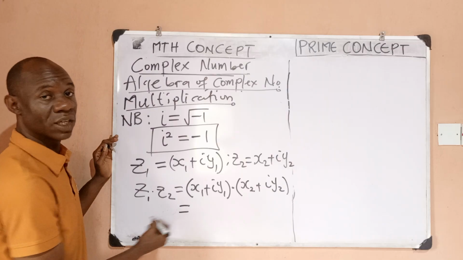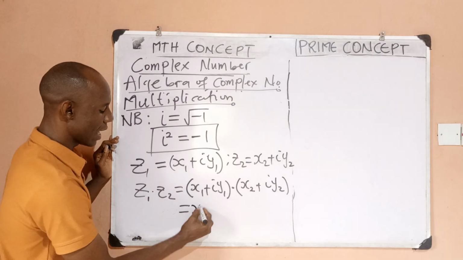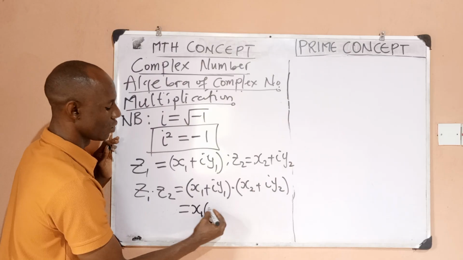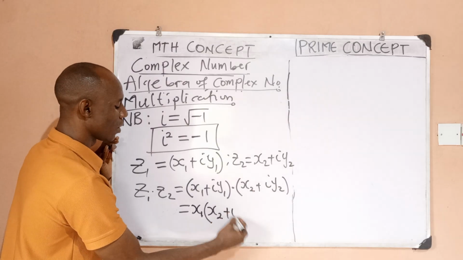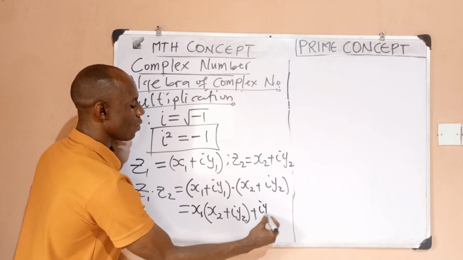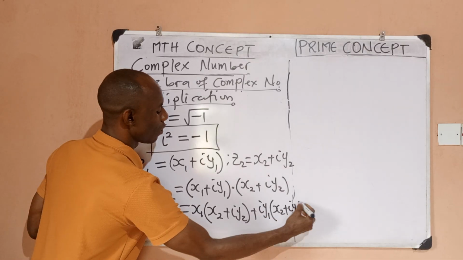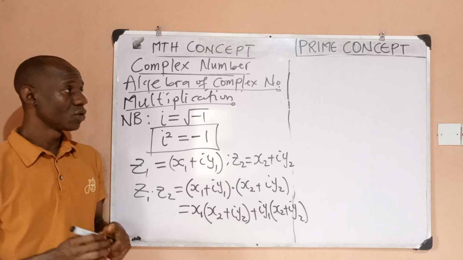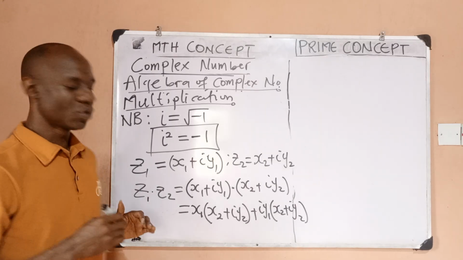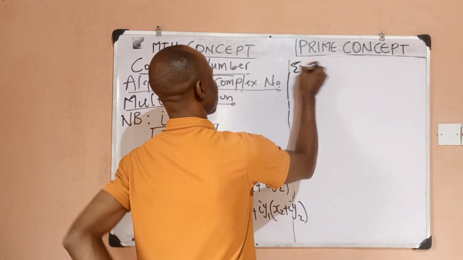An easy way to multiply this is to distribute. So I would say x1 would distribute over x2 plus i y2. Same way, I would say plus i y1 would distribute over x2 plus i y2. So this is what I'm going to do. I'm going to use an example to make you understand this. So let's take this example.